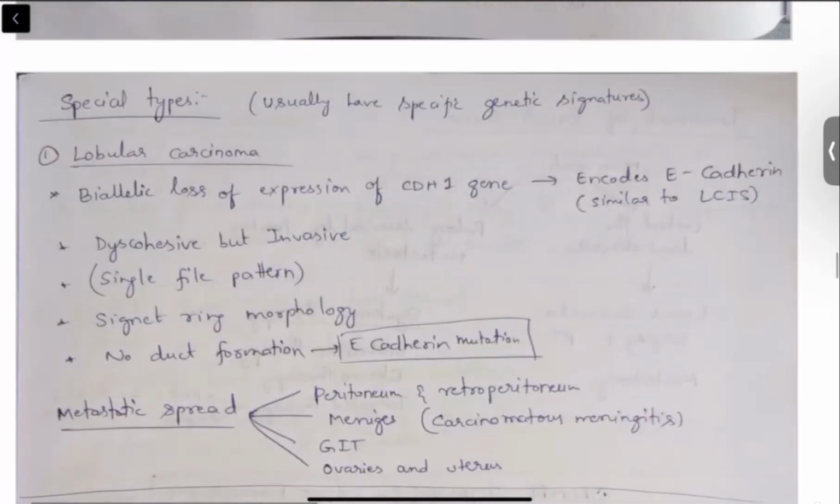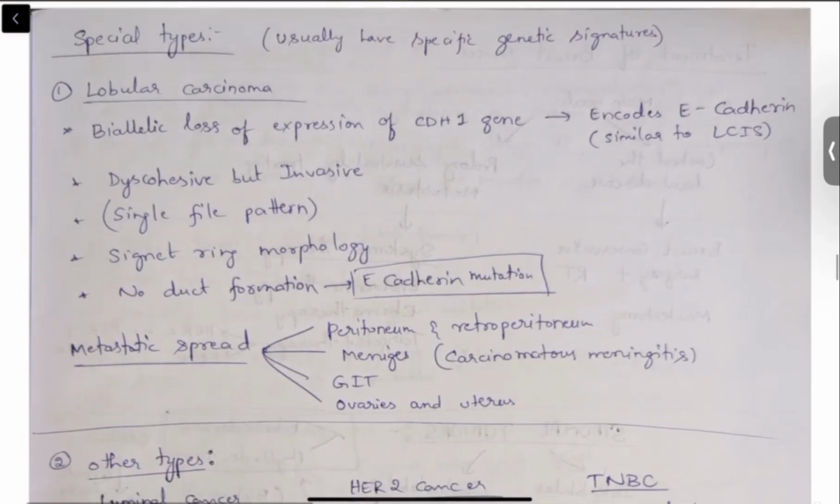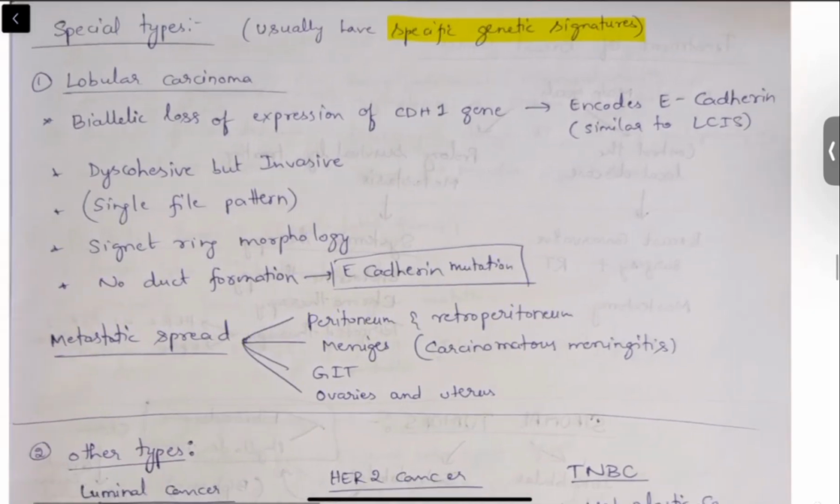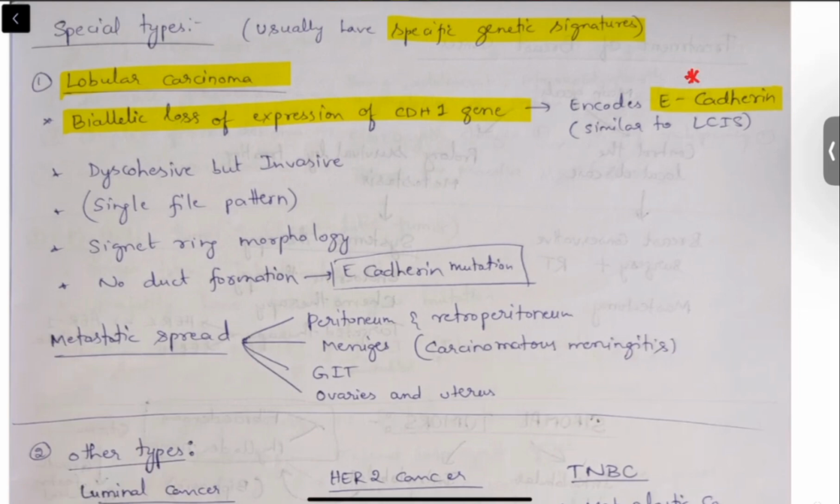Now coming to other special types, which usually have specific genetic signatures. Coming to lobular carcinoma, these usually have biallelic loss of expression of the CDH1 gene. If this gene doesn't express, protein formation won't happen. That protein is E-cadherin, which helps in adhesion between two cells. Since there is loss of CDH1 gene expression, there is decreased E-cadherin expression. Because of that, there will be discohesive cells and they are invasive.